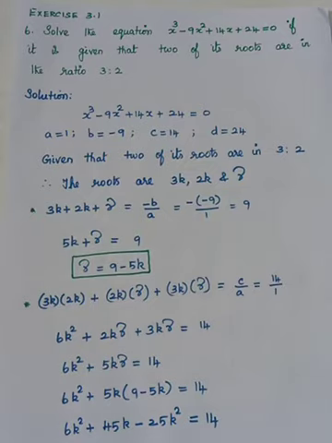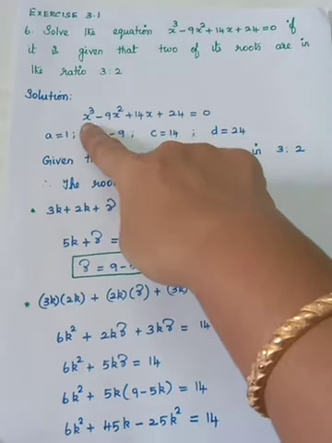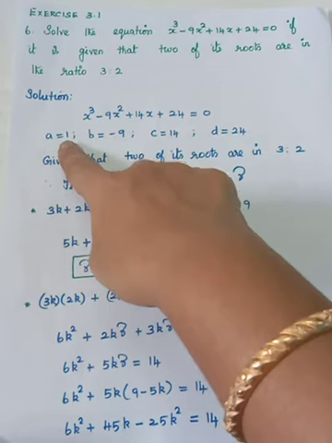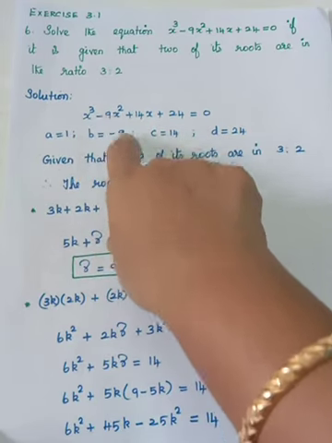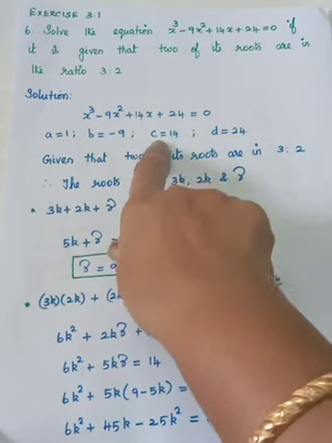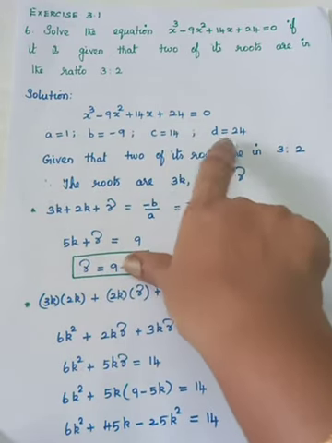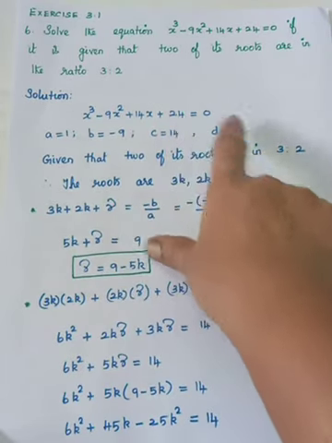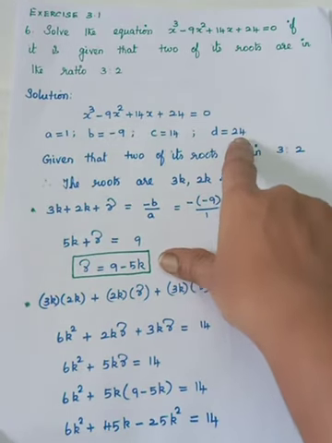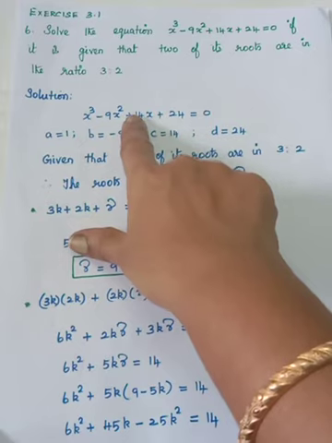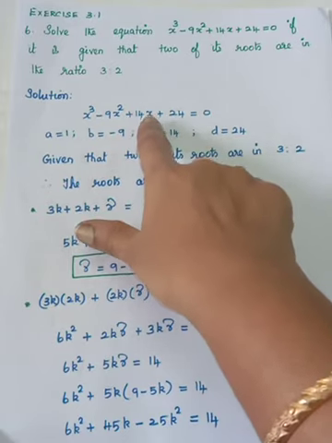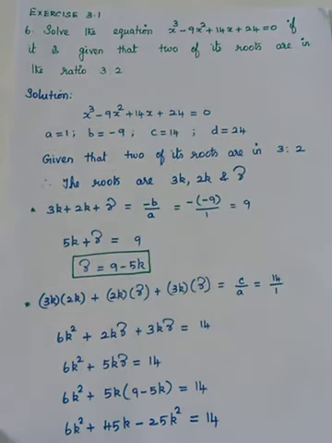So the coefficient of x cube is a. So a is equal to 1. And b is the coefficient of x squared, so that is minus 9. And c, the coefficient of x, that is 14. And d, it's a constant, that is 24. Here, for this equation, the roots of the equation, we have to take it as alpha, beta and gamma.